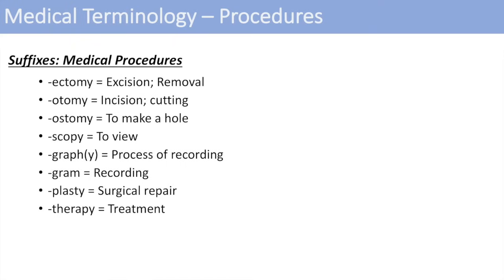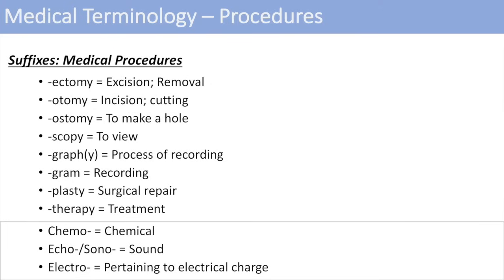And another one is therapy, and that's pretty easy. That just means treatment. Another few things that I want to tell you guys about are actually prefixes that go along with a lot of these. One is chemo, so that means chemical. So again, chemotherapy is just chemical treatment. That's all it means. Echo or sono, again, means sound.